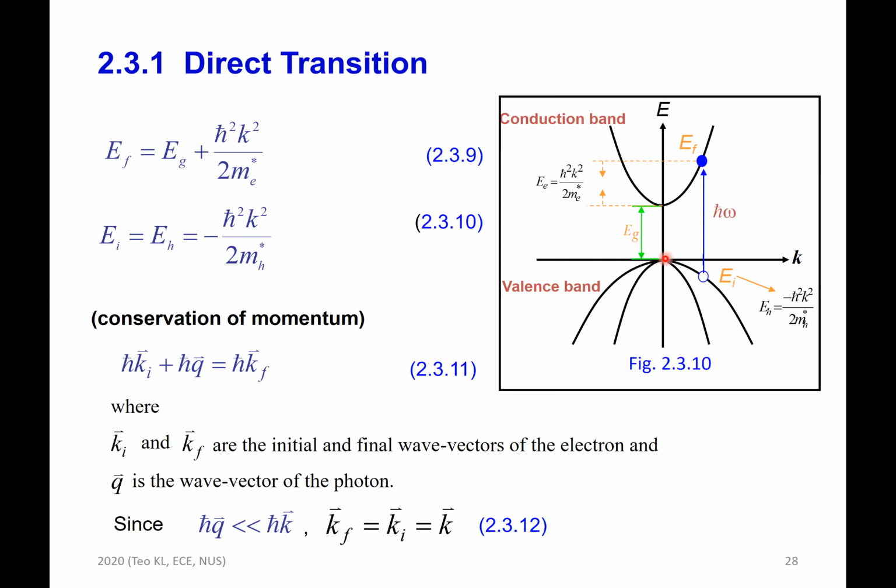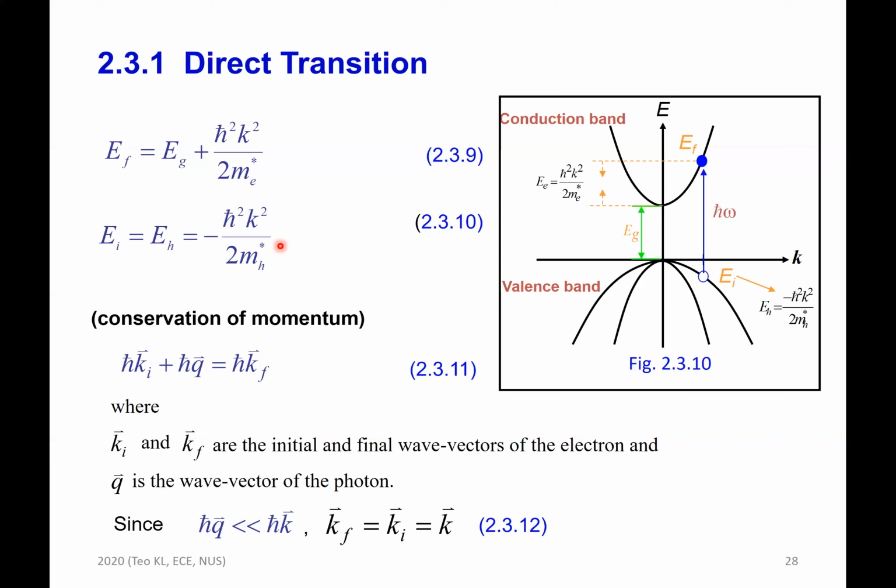Measured from the top of the valence band downwards is the Ei, which is the initial energy, and therefore equals minus h bar squared k squared over 2 mh star, where mh star is the hole effective mass. So the final energy, measured from the top of the valence band, will be Eg plus the kinetic energy. For the initial energy, you measure downwards from the top of the valence band, which is a negative value.